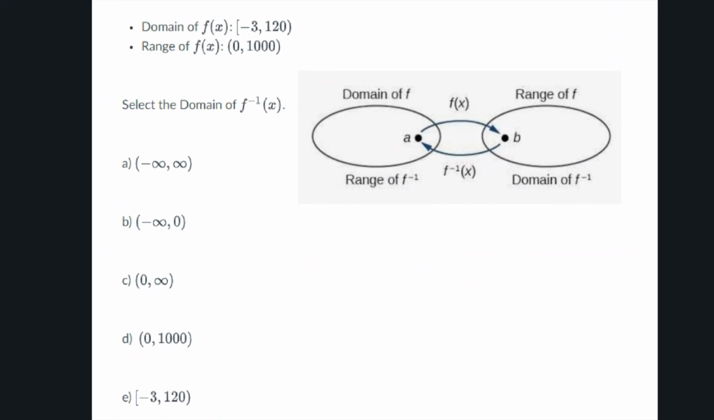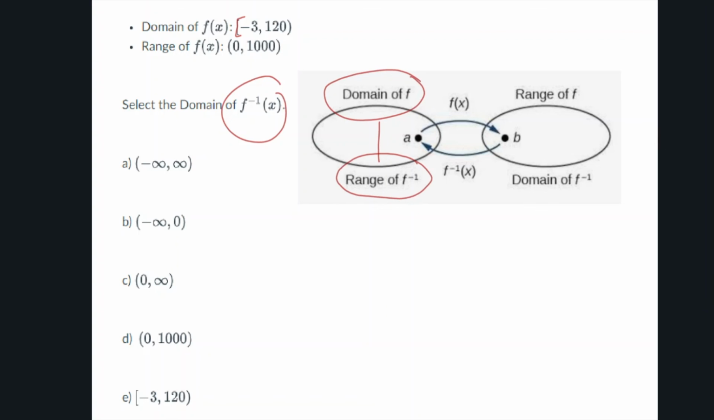So in this function, we're given the domain, negative 3, 120, range 0, 1,000. And keep in mind, we are allowed to equal negative 3 because of this nice closed bracket. And we're asked to find the domain of the inverse. Well, remember this helpful graphic. The domain of the original is the range of the inverse.